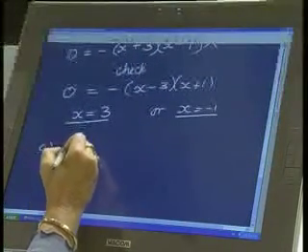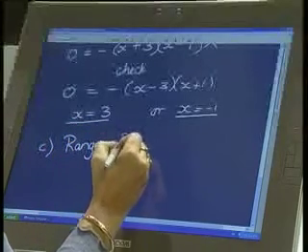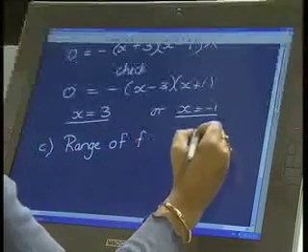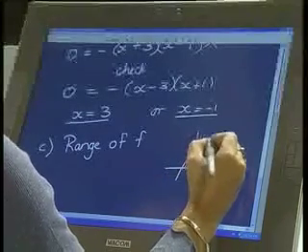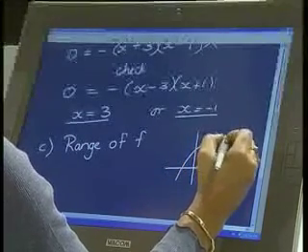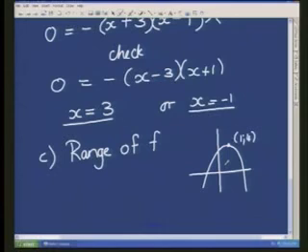The range of F. Yes. Right, the range of F. Now, what do you understand if I have a sad parabola and it has a turning point at 1, 4? What is the range? What does the range actually mean? The Y values. The Y values. Good. Yes.